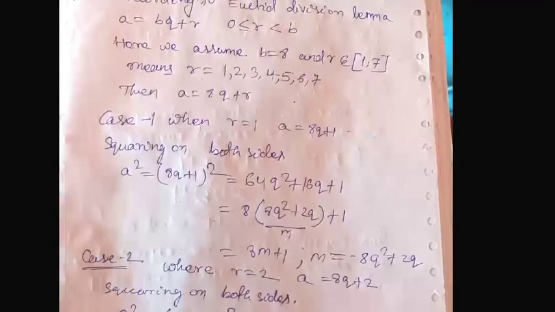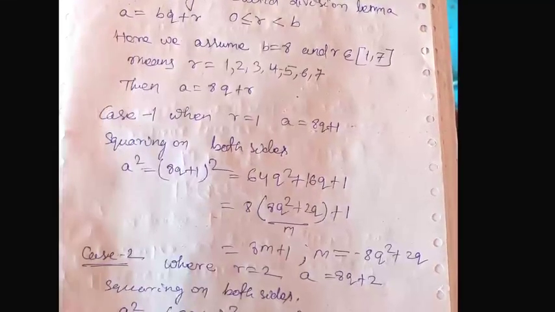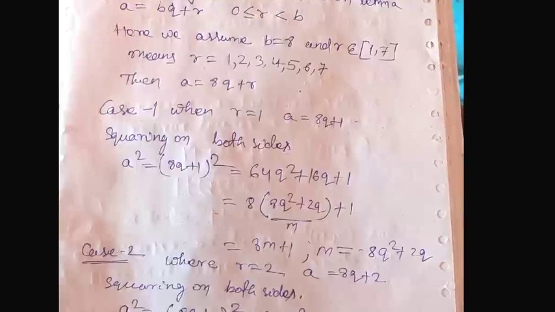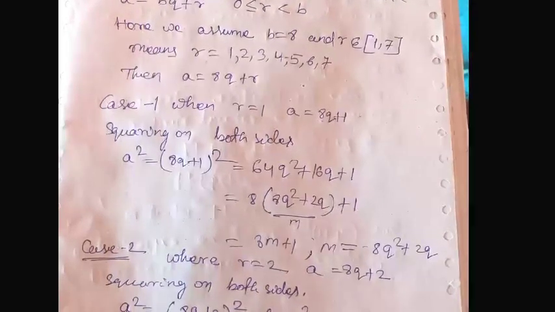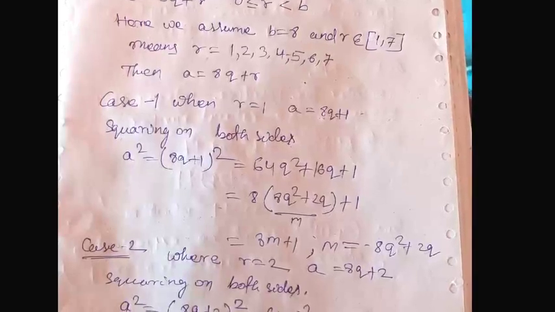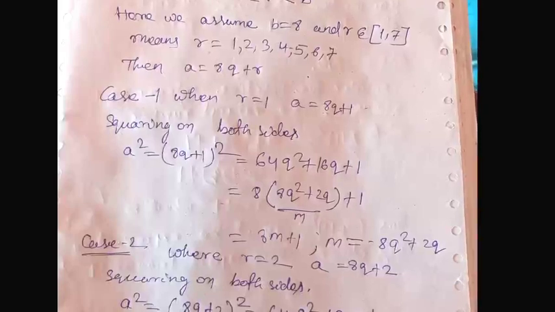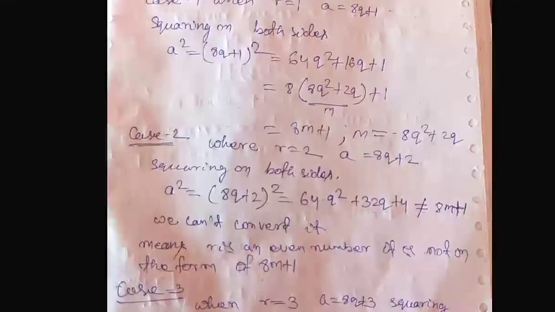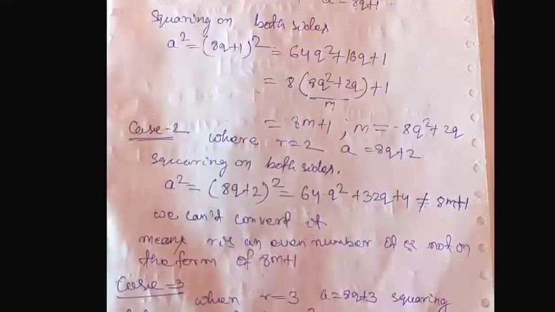Then a is equal to 8q plus r. Case 1, when r is equal to 1, a is equal to 8q plus 1. Squaring on both sides, a square equal to 8q plus 1 whole square, which is 64q square plus 16q plus 1, equal to 8 whole into 8q square plus 2q, plus 1. Taking 8q square plus 2q as m, it is in the form of 8m plus 1, where m is equal to 8q square plus 2q.